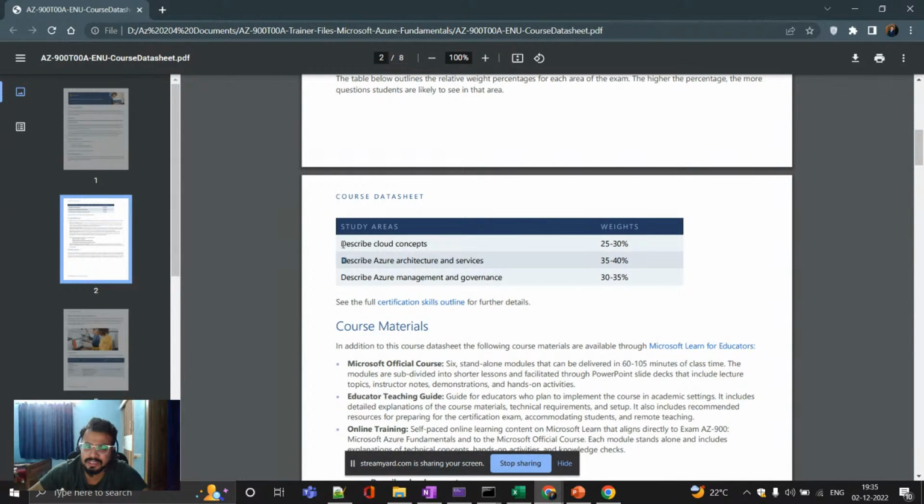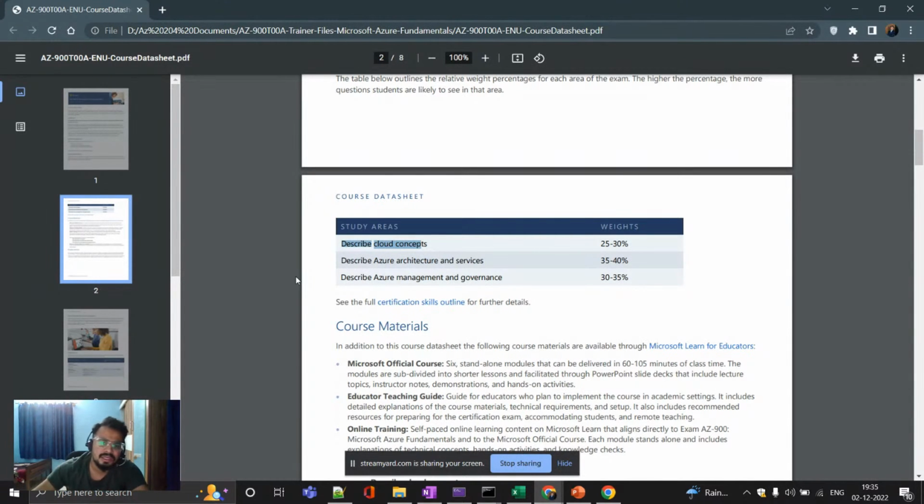So the first thing is describe cloud concepts. The second one is architecture and services, where we'll be seeing most of the services, and we'll at least have hands-on with some of them, because this is a 5-day workshop and we need to get a good hands-on feel for how the services work. So we'll take some important services and try to do some hands-on. And the third one is Azure management and governance, where the costs and the billing things come up.